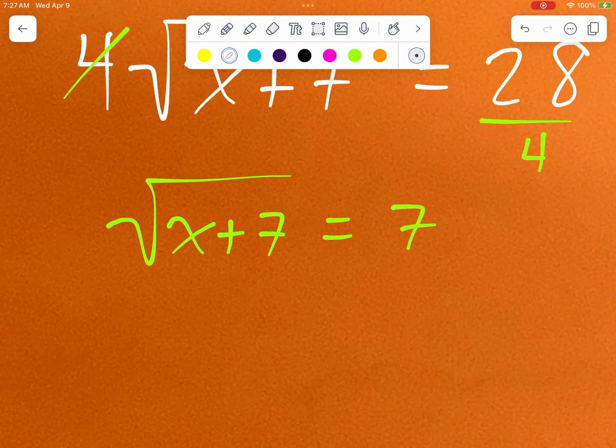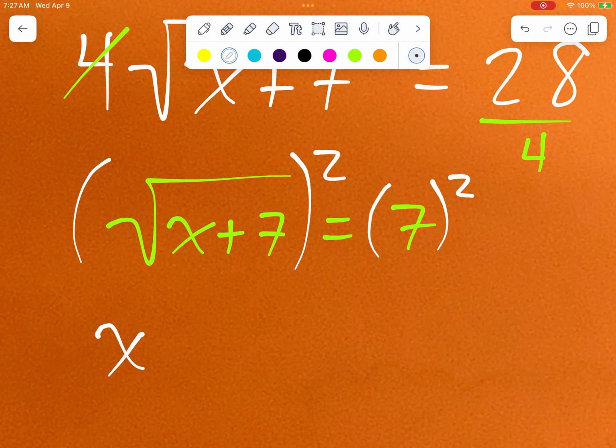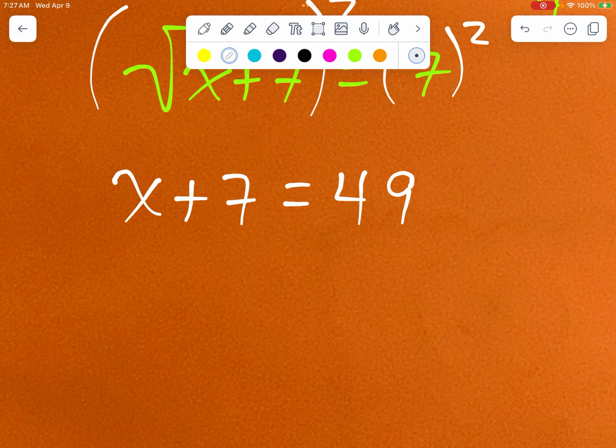Now we're ready to remove the house. Remember, the opposite of square rooting is squaring. We're going to go to the second power on both sides. The house on the left goes away. 7 times 7 is 49, right? 7 to the second power is 49. And then our last step, we've got to get x by itself. Just subtract 7 to the other side. When you subtract 7, you get 42.